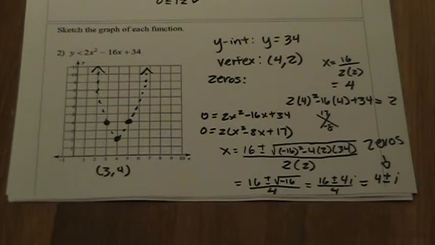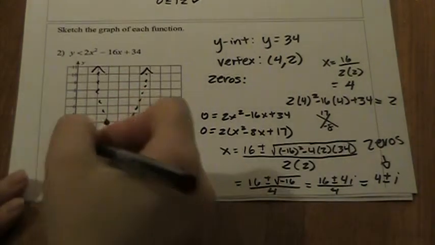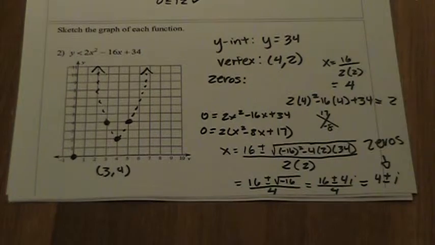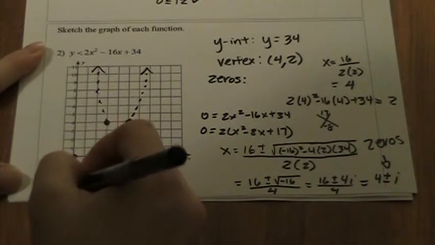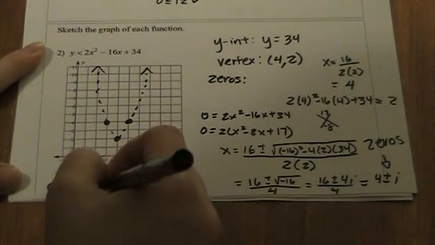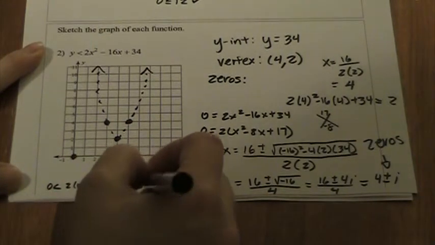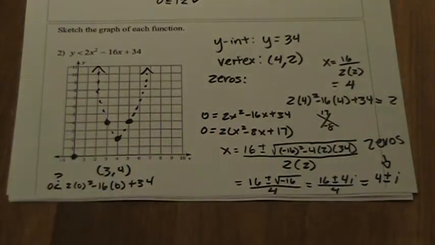However, I do have to figure out which region to shade. And so I'm going to pick a test point, and I'm going to pick (0, 0) for this one because it's easy to plug in and it's not on the parabola, so it's a safe point to use. And I'm going to plug that in. So I'm going to get 0 is less than 2 times 0 squared minus 16 times 0 plus 34. And remember, we put a little question mark above the inequality symbol to show that we're testing.